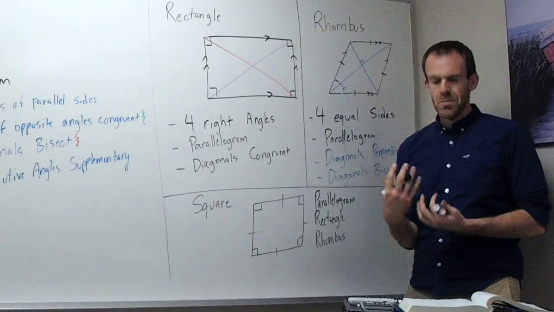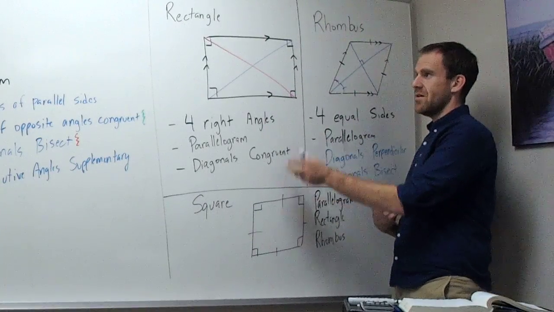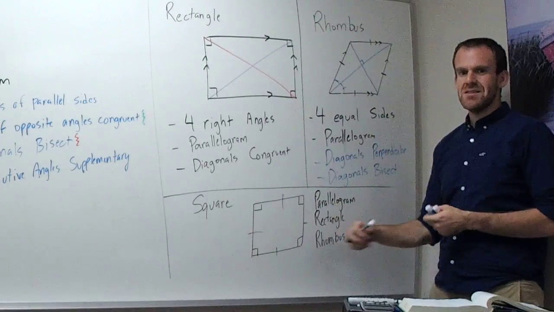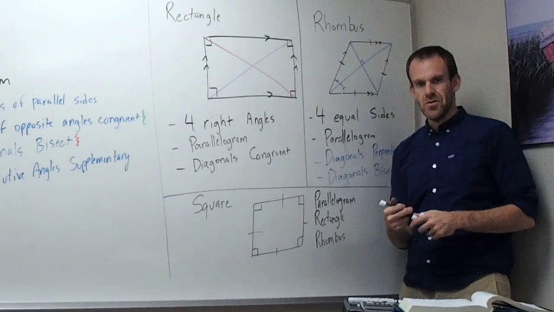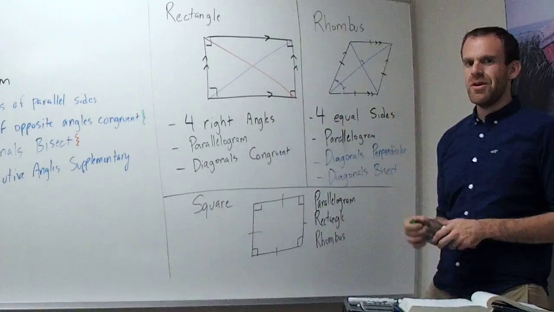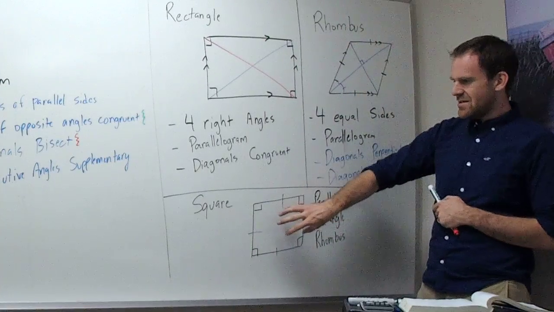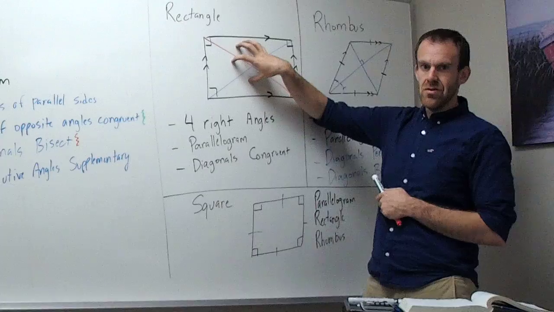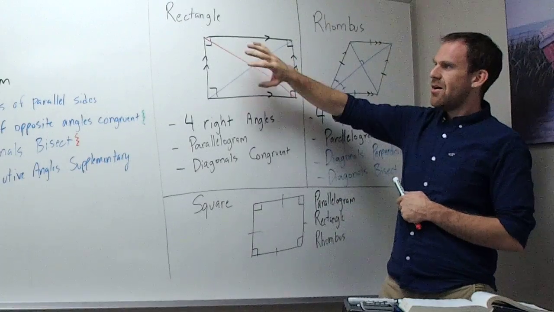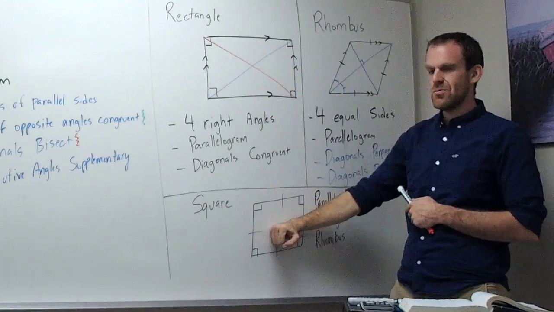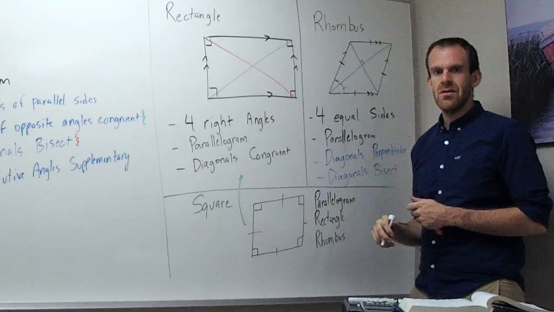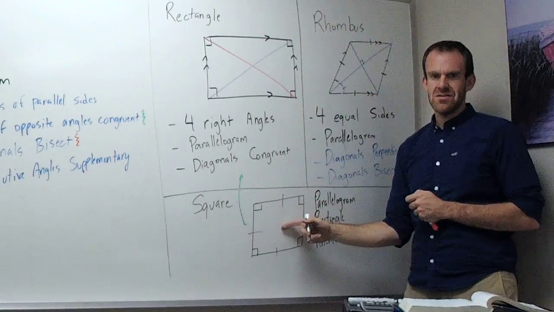So when you're doing your proofs problems and you see a square, a rectangle, or a rhombus, you want to remember these properties of them because they'll help you with your proofs. Now, one thing I do want to point out, which is very important, is that if you have a square, it is a rectangle. But not all rectangles are squares. All squares are rectangles. All rectangles are not squares.